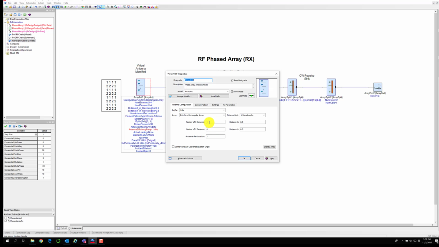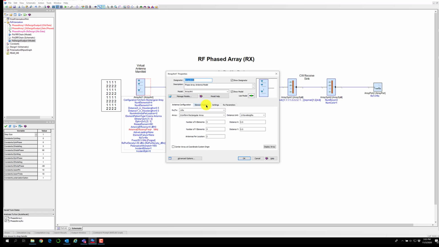Now we have to define both the polarizations. So this behaves as if we have two antennas per location. So we specify two antennas per location. So it behaves as if there are 16 antennas, and so we will get 32 outputs from the antenna array here.